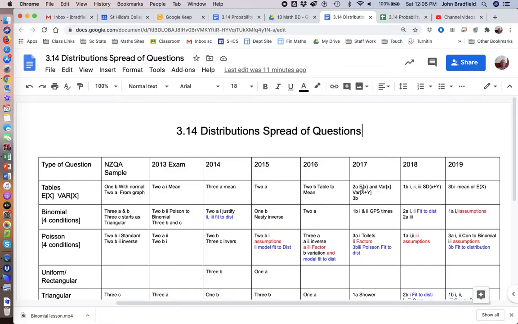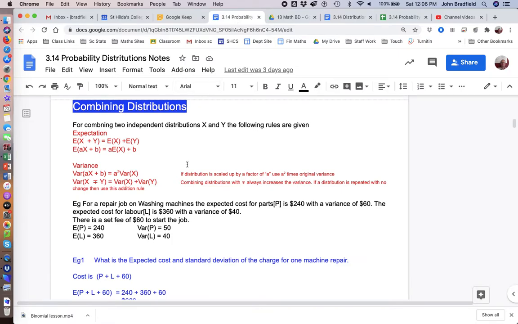But sometimes, and more recently, there's been these ones of combining different variables together. There was a classic example in the sample paper, but they never really followed up. So there are some fixed rules for expectation and for variance. For expectation, if we've got two distributions and we join them together, the means just get added. If we multiply one of the variables and then add a fixed number to it, we do the same with the means.